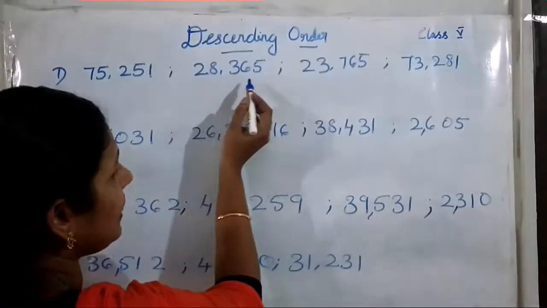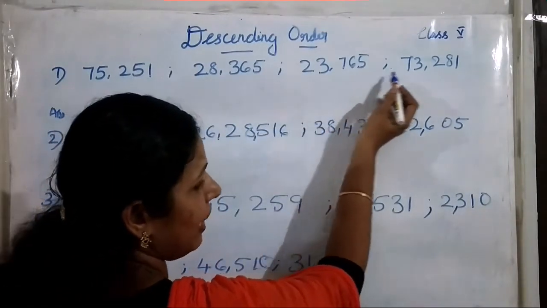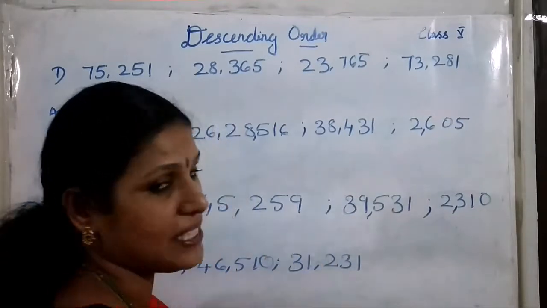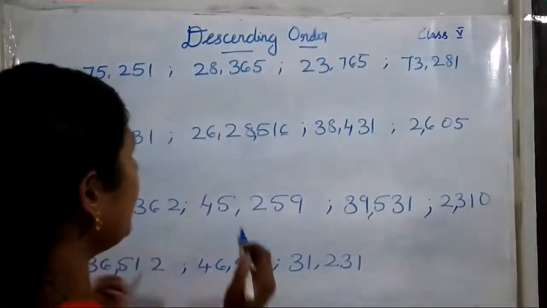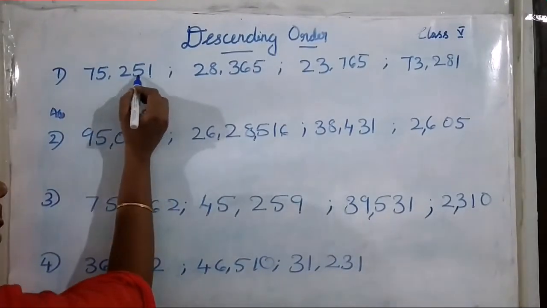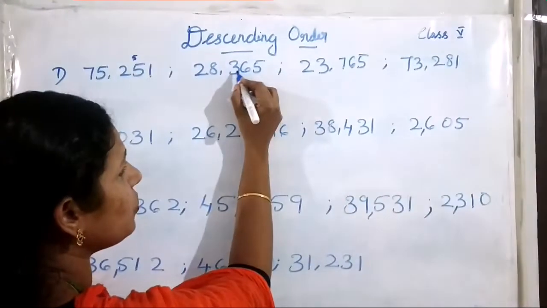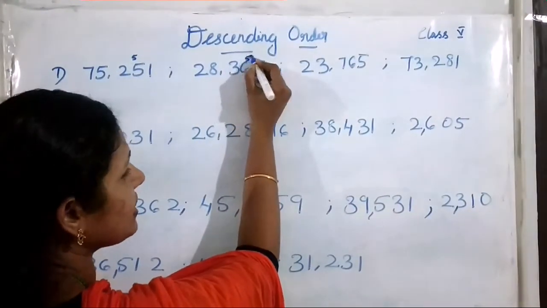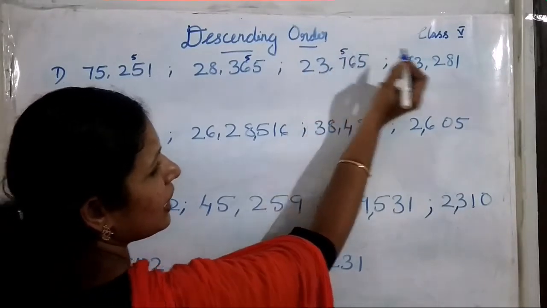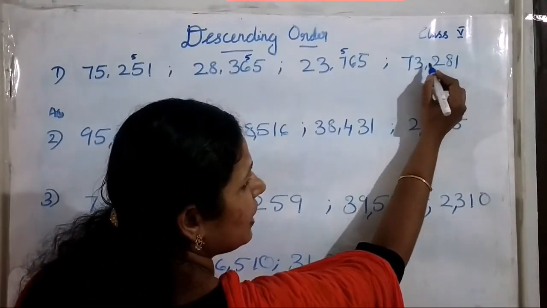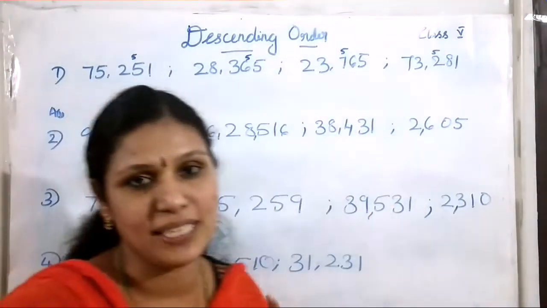75,251, 28,365, 23,765, 73,281. First we count the number of digits. Here the number of digits is 1, 2, 3, 4, 5. 5 digits. Each of the others also has 5 digits. So all are 5 digits.